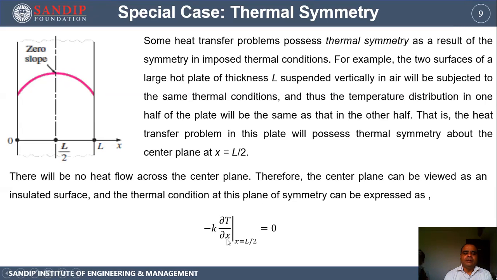minus k del T upon del x at x equal to L by 2 is equal to 0. Why 0? Because there is no heat flow across the center plane. So the heat flux through that center plane is equal to 0. That is what is called the thermal symmetry boundary condition.